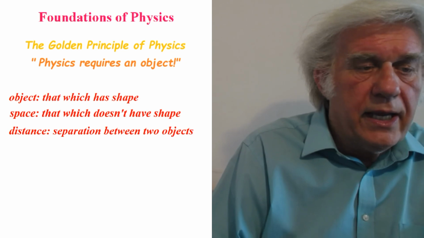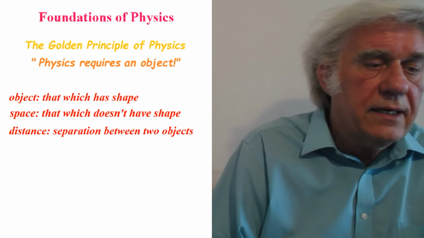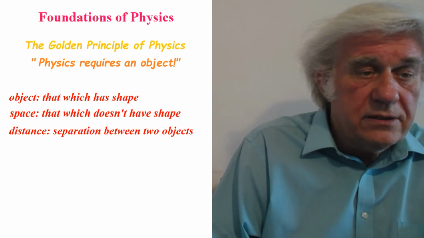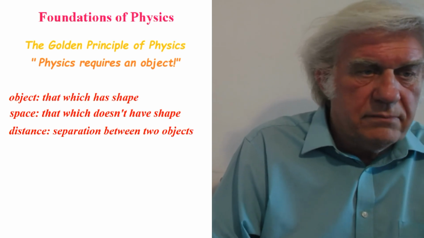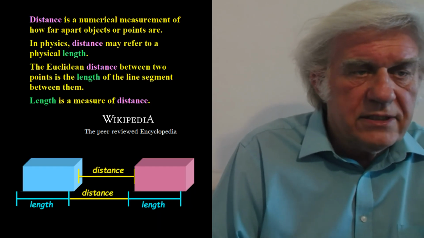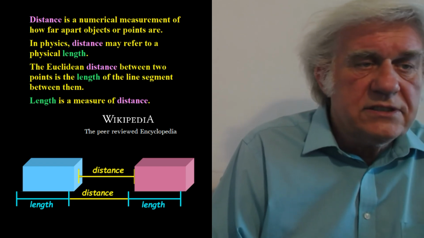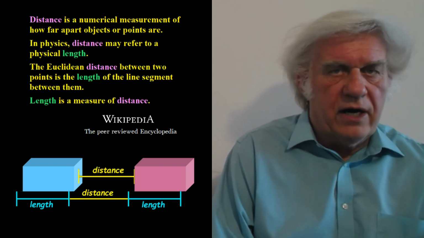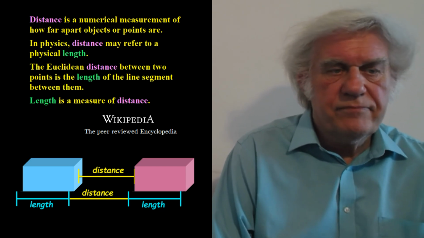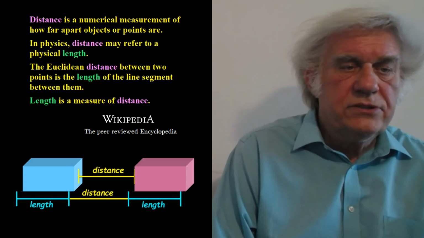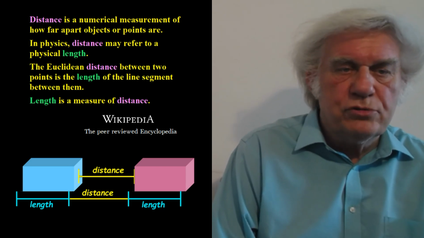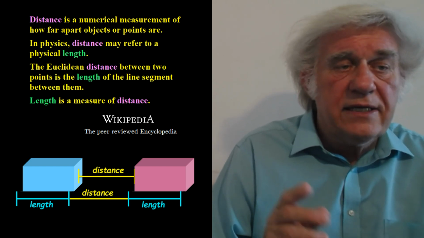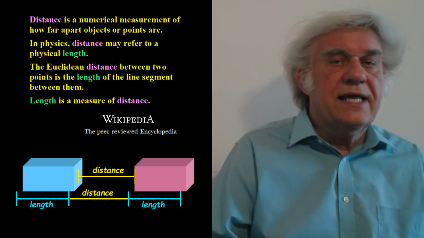And here it is. This is the definition they have for distance in the religion of mathematical physics. This is out of Wikipedia. Distance is a numerical measurement of how far apart points are, or whatever. What they're doing is unrolling the measuring tape. And then in physics, distance may refer to a length. They're saying that length is distance.